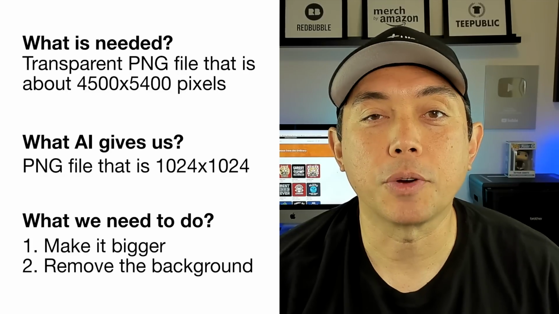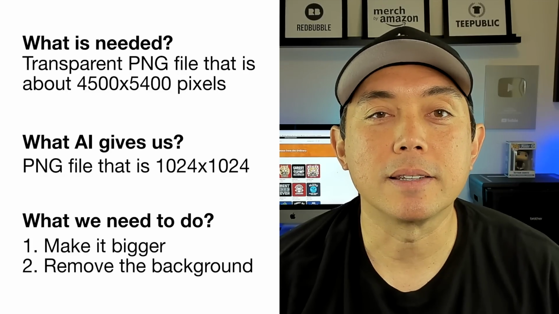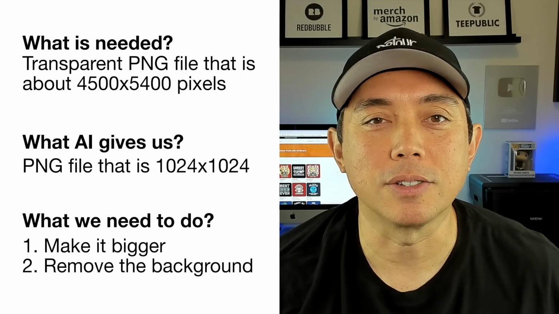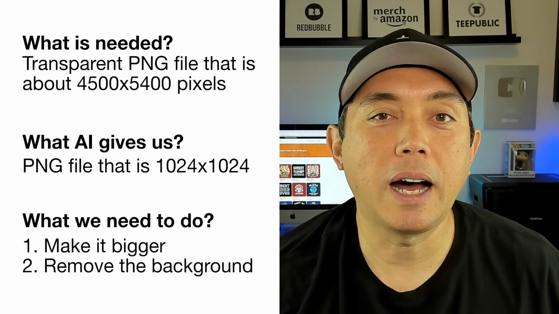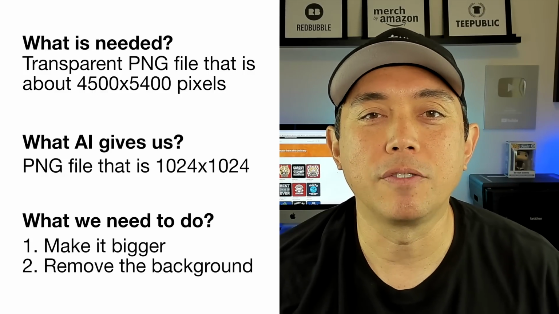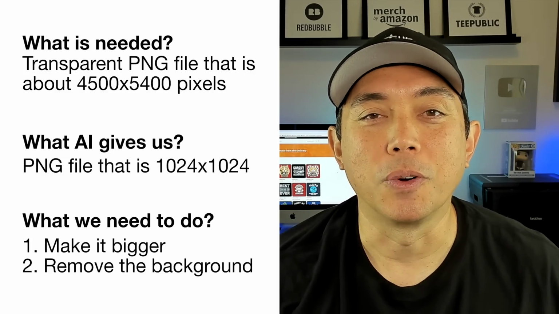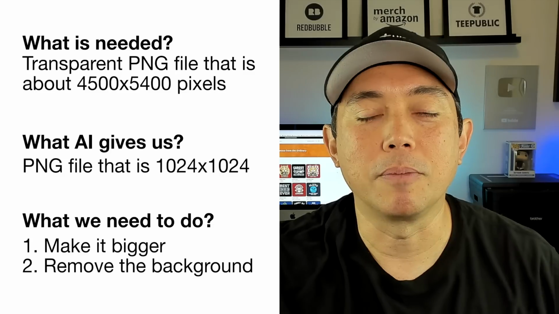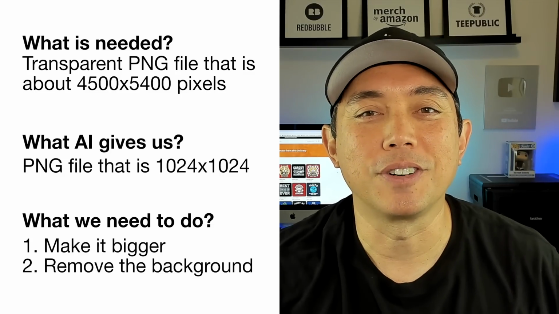But before then, I want to explain what vectorizing is and when would you use vectorizing. So if we think about what's needed for a print-on-demand product, we need a transparent PNG that's the size of 4500 by 5400 or around that size. So something a little bigger. But what AI usually gives us is 1024 by 1024. So we're going to have to take that 1024 size and make it bigger to fit the 4500 by 5400.